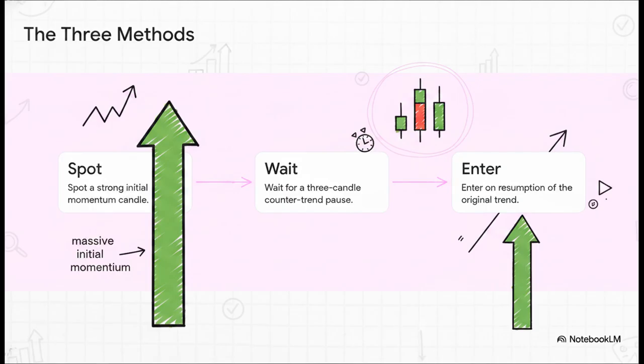So how exactly do we trade this resting phase? Well, look at the highly reliable rising and falling 3 methods. The rule-based strategy is simple. Step 1, spot a strong, massive initial momentum candle. Step 2, wait patiently for a 3-candle shallow counter-trend pause. Importantly, they shouldn't break the high or low of that first big candle. Step 3, enter the market the exact moment a new strong candle resumes that original trend.